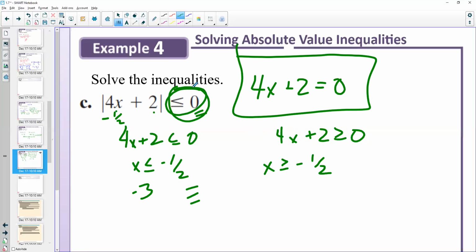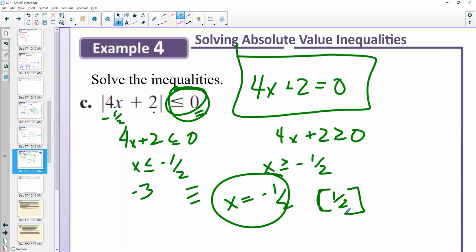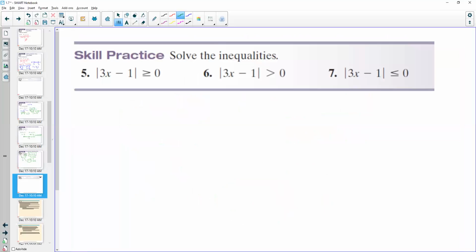So I have to think a little bit about what this is. So in this case, the answer is going to be x is equal to negative a half. That's the only thing that would be okay. So it would be just that guy, okay? All right, let's see what happens next. So this is practice for that.